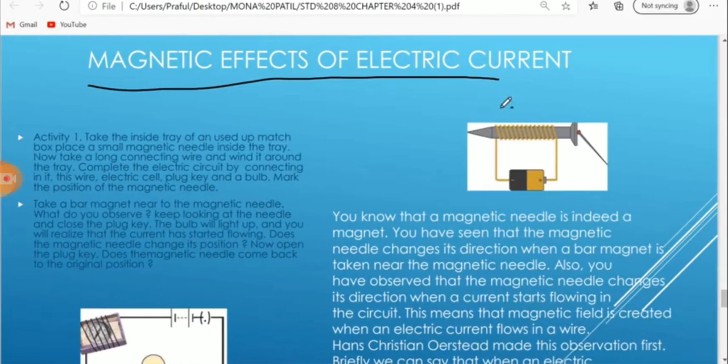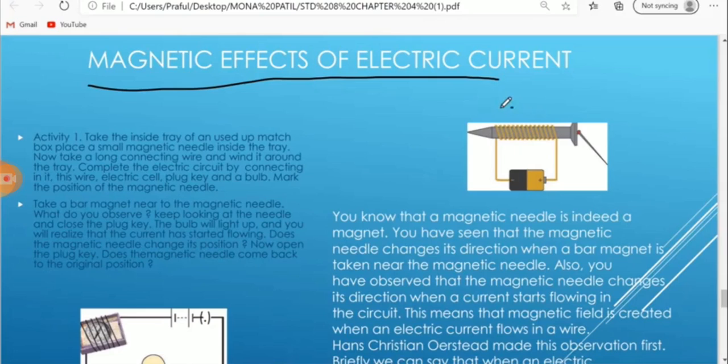Magnetic effects of electric current. To study the magnetic effect, let's do some activities. First activity: take the inside tray of a used-up matchbox. Place a small magnetic needle inside the tray.